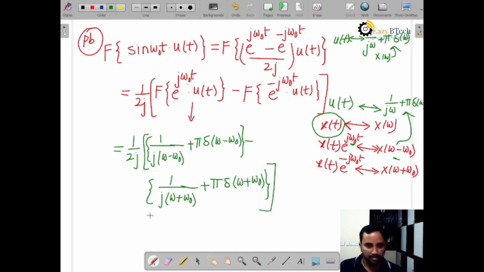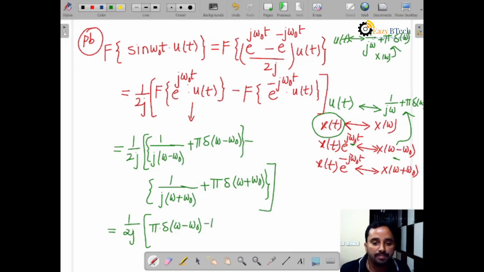So we can do simplification. 1 by 2j times pi delta of omega minus omega naught, minus pi delta of omega plus omega naught, plus 1 by j omega minus omega naught minus 1 by j omega plus omega naught.